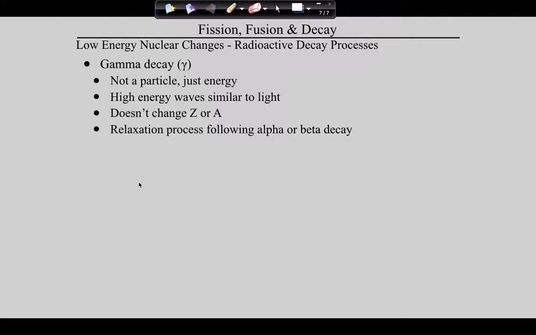alpha or beta decay. So guys, when you go through alpha decay or beta decay, that creates stress. You can think about the nucleus wiggling. And it wants to release that energy. And when it does, it releases that energy in the form of gamma decay. So guys, you will never have gamma radiation without an alpha or beta process happening first. So it's literally the relaxation process that comes after alpha or beta.